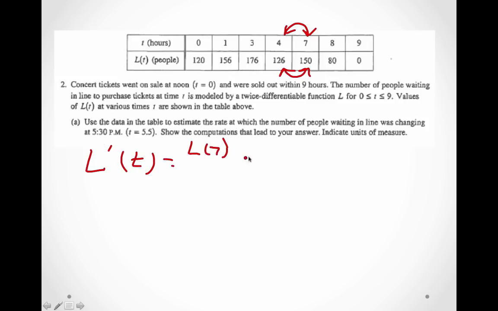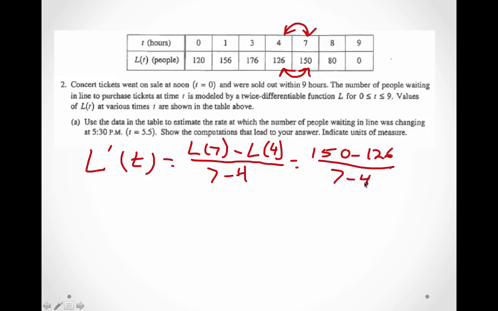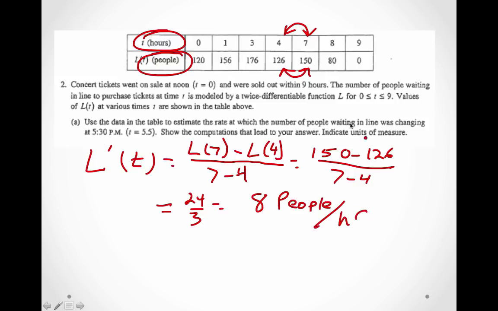And again, we have to get into good practice of using our slope for the differentiation, which gives me 150 minus 126 over 7 minus 4, which is 24 thirds, which is 8 what? People per hour. So at 5:30, it was at 8 people per hour. They want the computations. They want the units of measure.